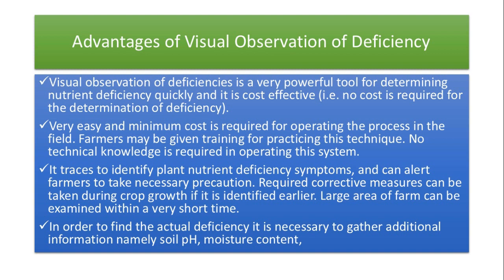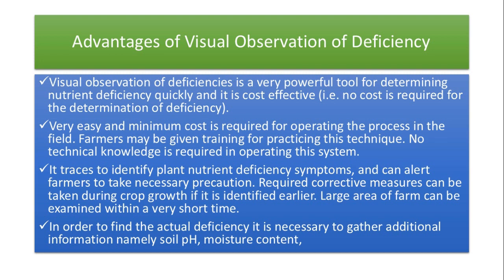Advantages of visual observation of deficiency. What are the advantages? Visual observation of deficiencies is a very powerful tool for determining nutrient deficiency quickly, and it is cost effective. That is, no cost is required for the determination of nutrient deficiency. It is very easy and minimum cost is required for operating the process in the field.